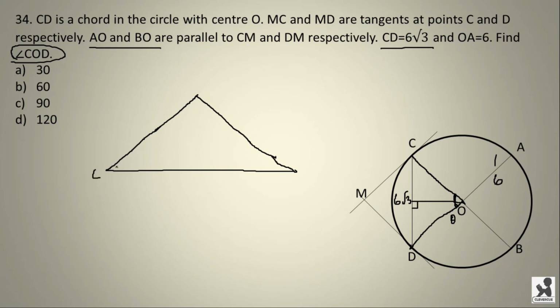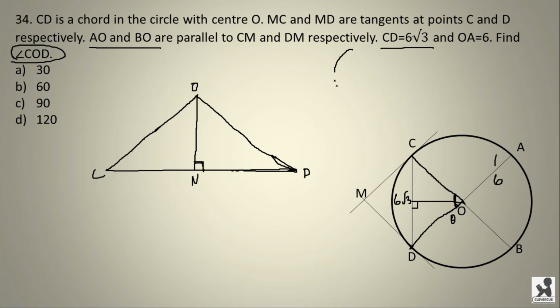So this is C, this is O, and this is D. And here is the line connecting the center and the chord. So this will be the right angle, and if this intersects at point N, CN will be equal to ND. I hope everybody knows this. The length of CN is always equal to ND.